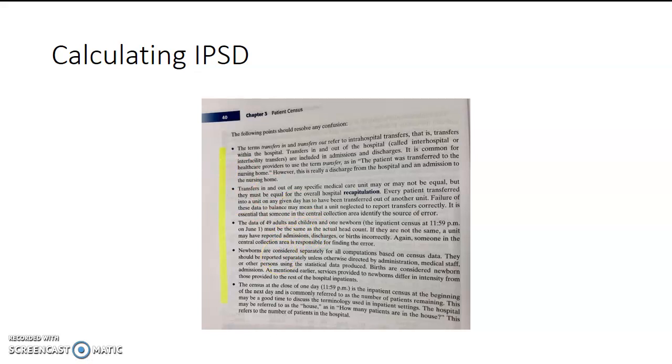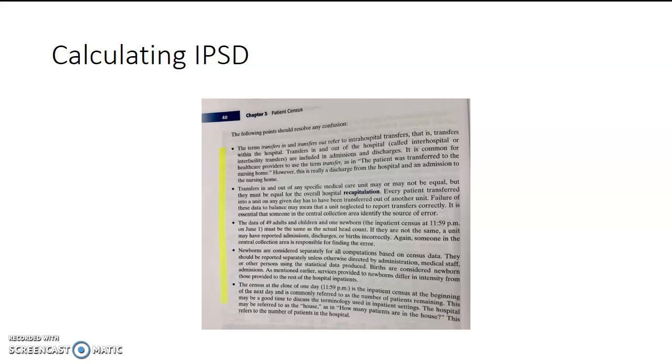They should be reported separately unless otherwise directed by administration. So for your purposes as a student in the RHIT exam, you know those pesky little newborns, when we're talking about census, we're going to keep them separate. And then the last bullet, again, goes over when the census taking time typically is. But remember, we said, hey, a facility can do it whenever they want to. They just have to be consistent across the board and when they're doing it.